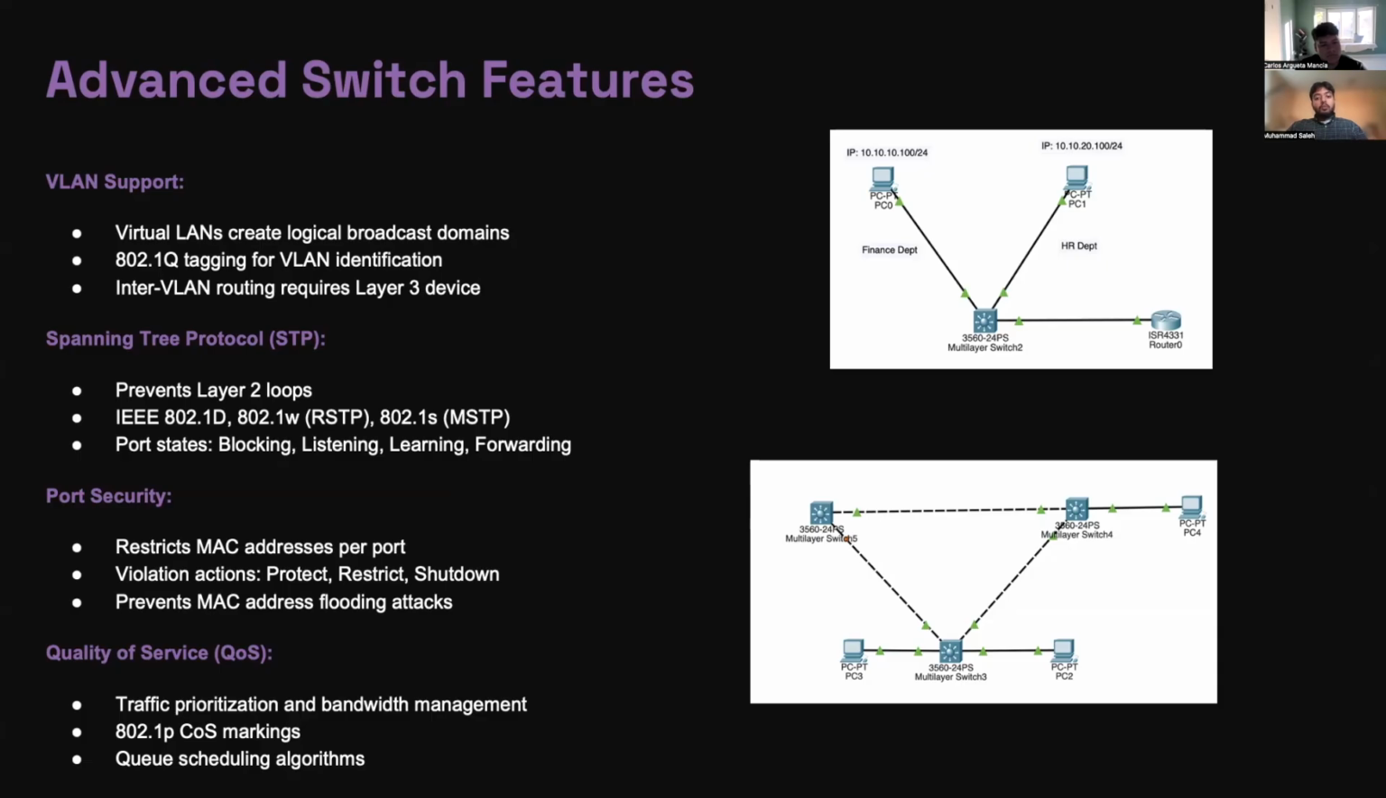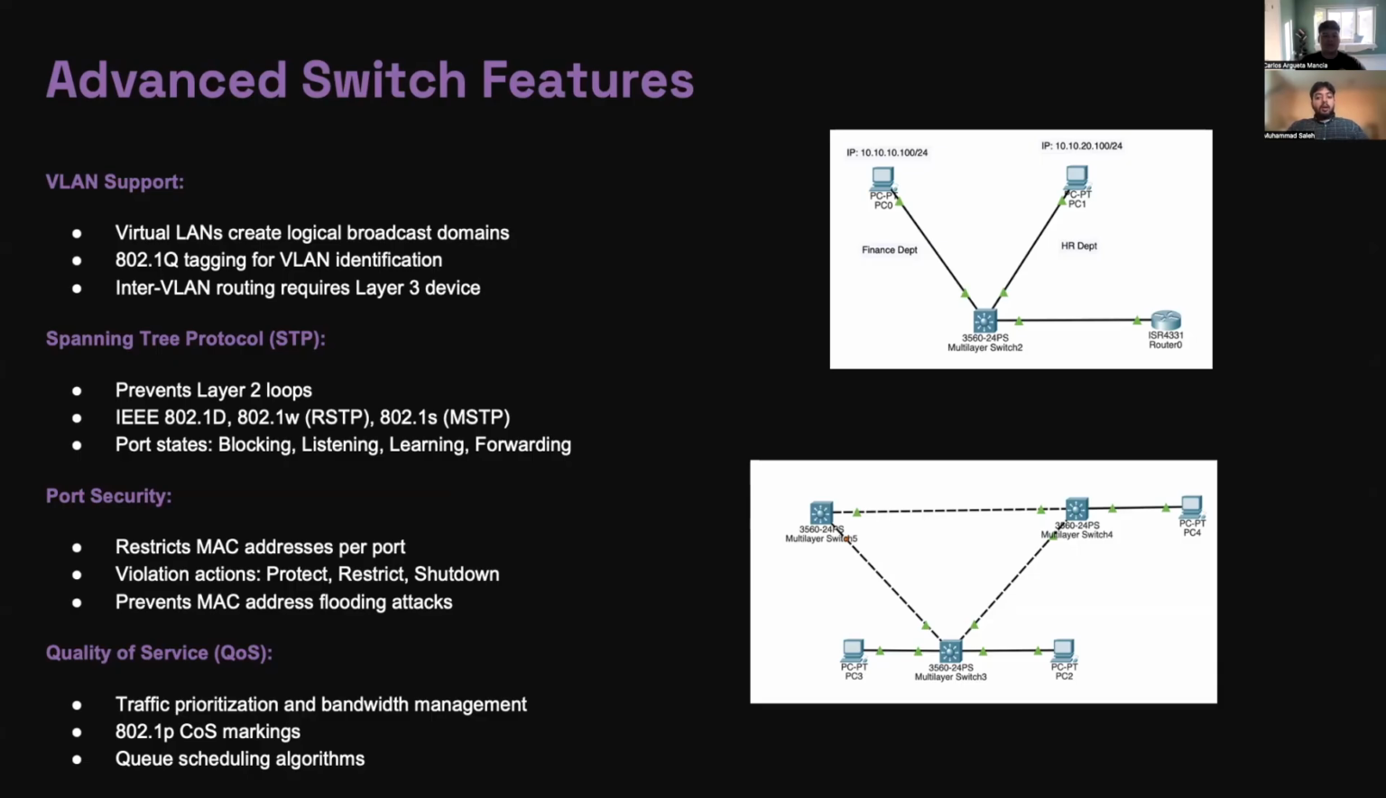For the violation actions, if somebody does that, you can put the port in protect mode, restrict mode, or shutdown mode. If it's in shutdown mode, then as it says, once they connect in, it's going to shut down the port, and no traffic can be sent or received on that port. It also helps prevent MAC address flooding attacks. If somebody plugs into the port, they can carry out what we call a MAC address flooding attack, and this prevents that, because now you have security enabled and only that particular device can connect to that port.